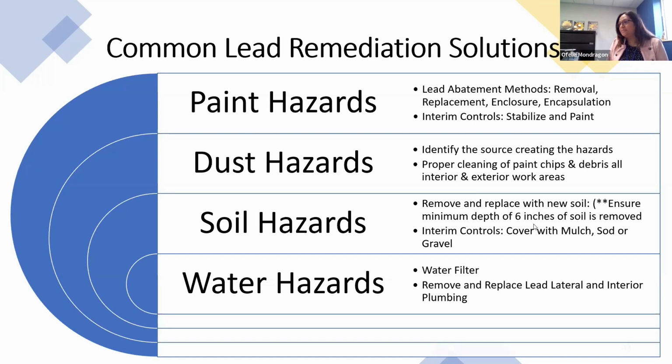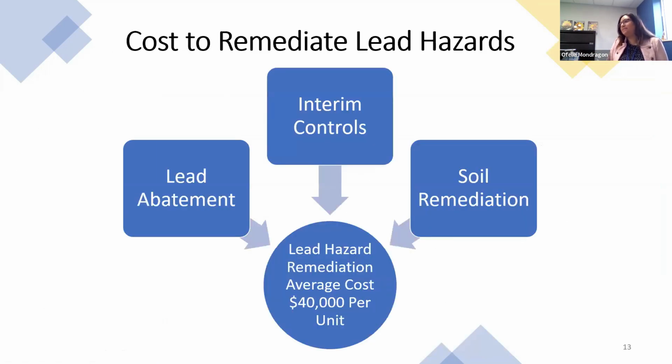And just to end the presentation, I wanted to highlight that right now, SDC has an average unit cost of $40,000, and we are remediating lead hazards when it comes to paint, dust, and soil. We would add another average of between $10,000 to $15,000 if we incorporated water remediation. With that, I would like to pass it back to Dr. David Nelson.